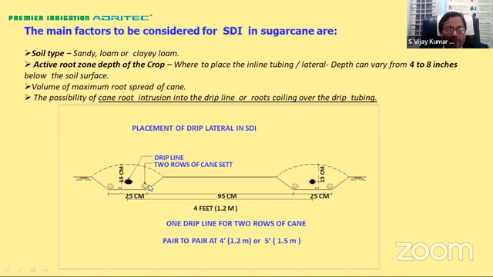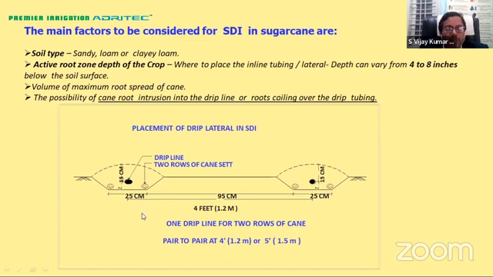So now you're looking at the sketch and you have the cane sets over here. You have to place the drip line slightly above that, because there is a risk of any kind of root entering into the drip line. So that is one thing. So the active root zone of the crop will decide where you have to place the drip line. Then you will have to see what should be the maximum root spread of the cane. That is very important. And as I told you, the root intrusion in the drip line is one of the challenges that will be there. And also you could have the roots coiling over the drip tubing. These are certain challenges, and we will see how we can actually overcome them.